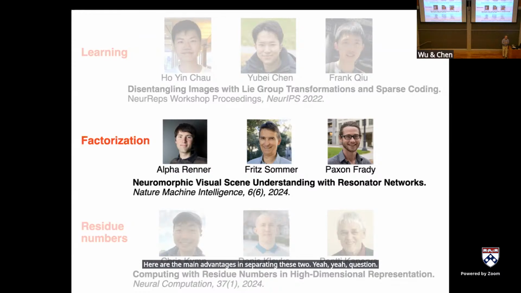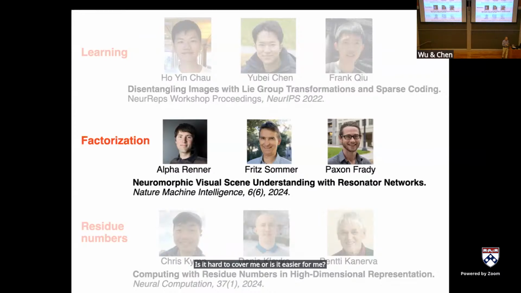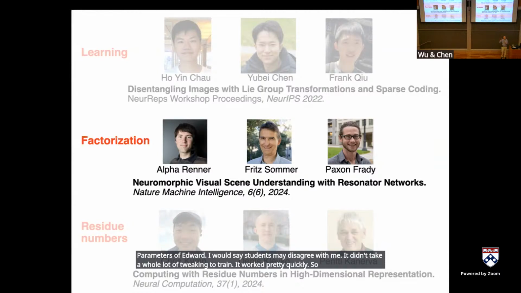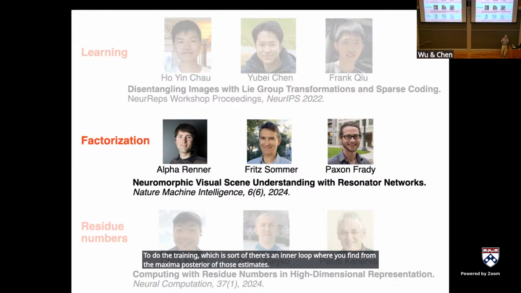Question: when you have a bilinear model, that's a fairly intricate model, is it hard to train, or is it easy for you to get your parameters to converge? I would say, students may disagree with me, it didn't take a whole lot of tweaking to train. It worked pretty quickly. I didn't get into the nuts and bolts, but it's using expectation maximization to do the training. There's an inner loop where you find the maximum posterior of those estimates for the shape and the transformation, and then an outer loop where you adapt the parameters. So it is kind of mathematically involved. I think there's ways to simplify it, but it didn't take a whole lot of tweaking to get it to do this.